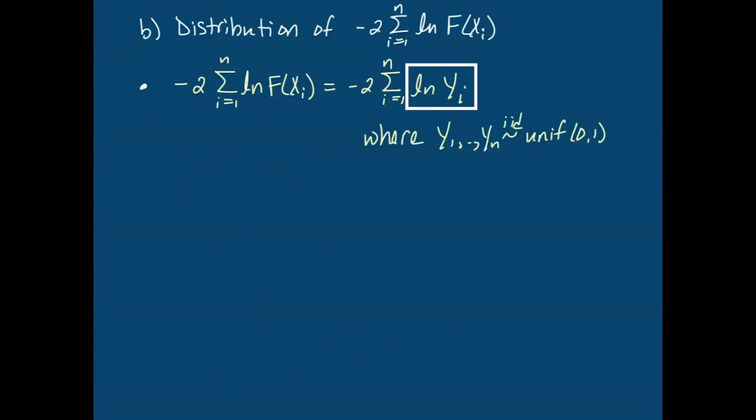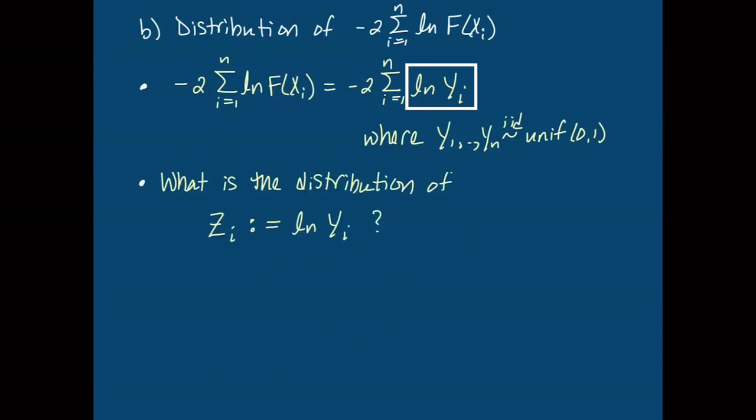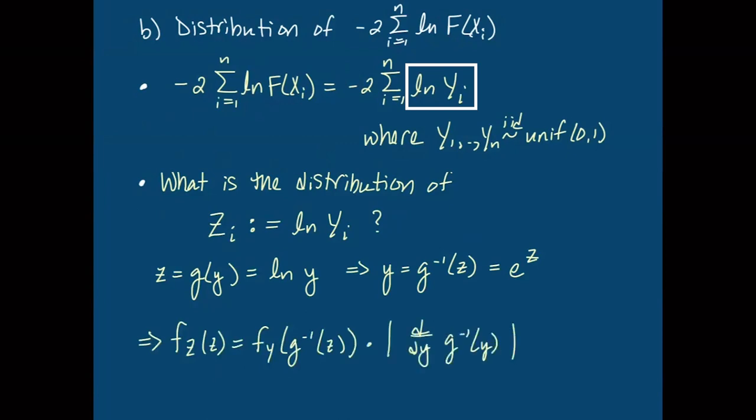So let's try it. What is the distribution of Z sub I, where this is defined to be the natural log of Y sub I? This one is a G-inverse problem. We've got Z as some function g of y, which is the natural log of y, so y, which is G-inverse of z, is e to the z. Our G-inverse formula relating the PDF for Y to the PDF for Z looks like this. You can make this Z sub I and this Y sub I. Because all the Z's and Y's are IID, I chose to leave off the subscripts.